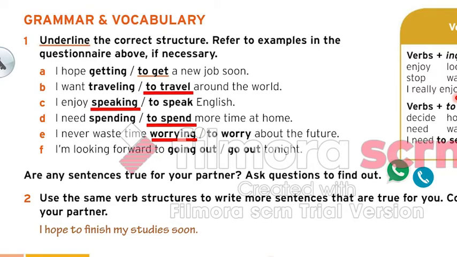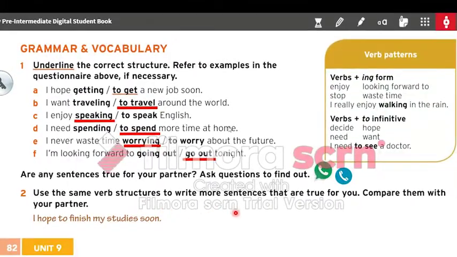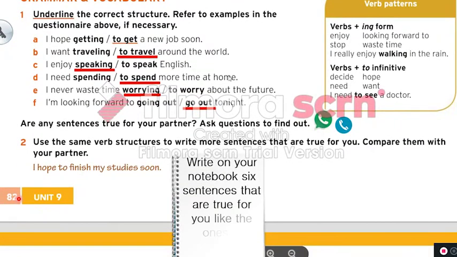All right, now the last exercise of this topic says, use the same verb structures to write more sentences that are true for you. Compare them with your partner. So what you're gonna do here is that you're gonna write on your notebook 6 sentences that are true for you, like the ones in exercise 1.